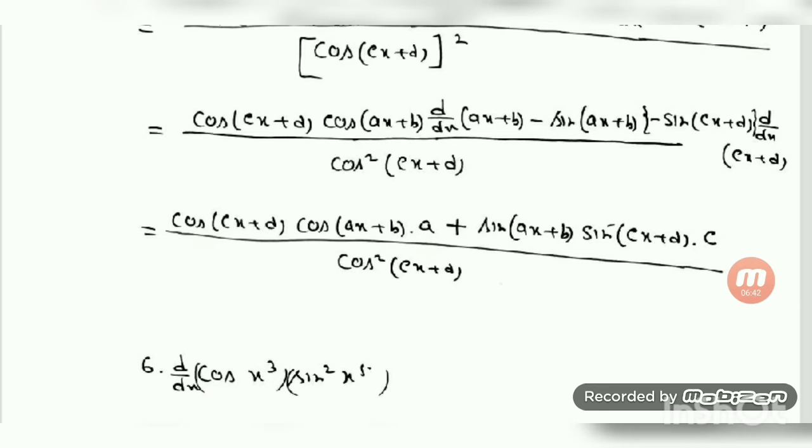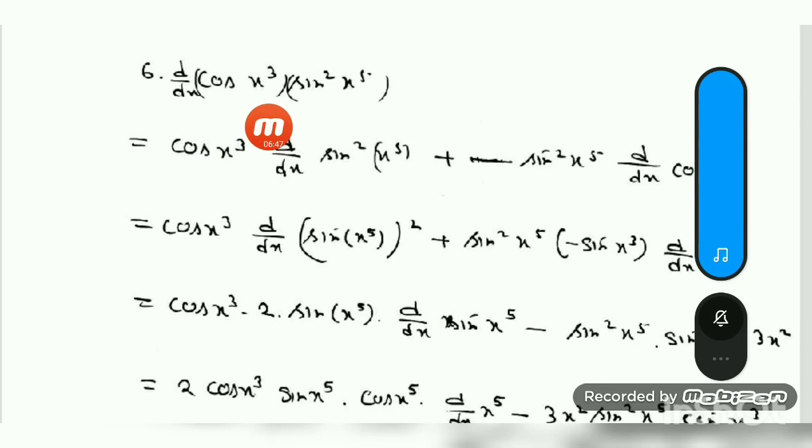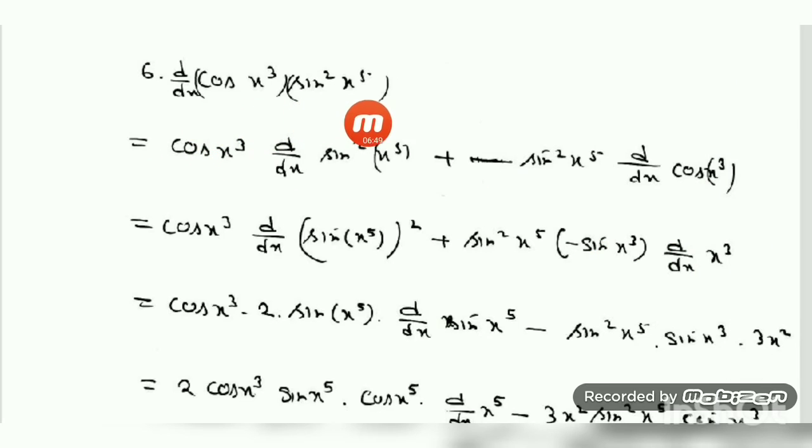Now let us go to question number 6. What is it? d/dx of cos of x cube sine square x to the power 5. So you see there are two functions of x. One is cos of x cube and the other is sine square x to the power 5. So I have to use here the product of two functions of x, that means the product rule. What is your product rule? First function, derivative of the second function, plus second function, derivative of the first function. This is the u into v rule, which I have directly applied.